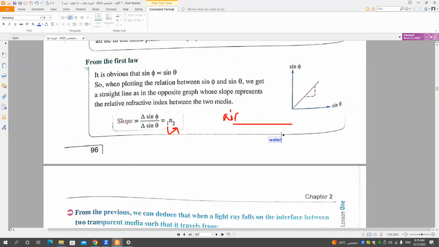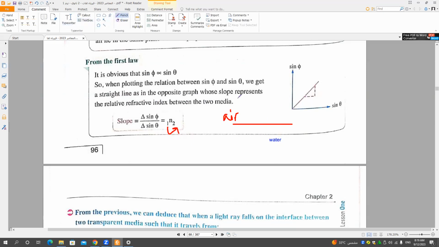What will happen when the light rays transfer from air to water? This is the incident light ray and this is the normal line. And this is the refracted light ray. This is the first angle, called phi 1, and the second angle is theta, the angle of refraction.